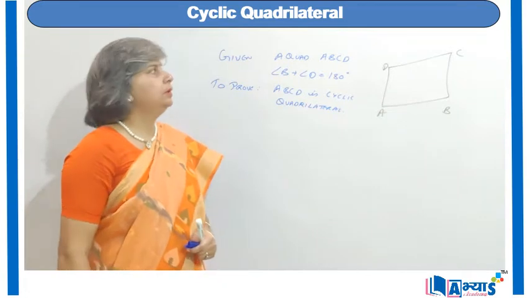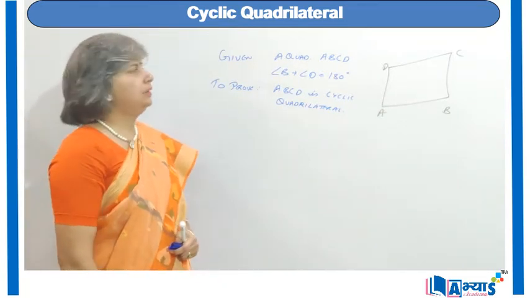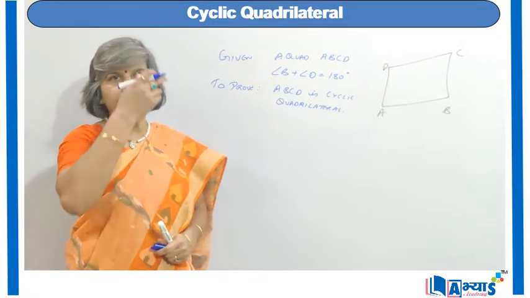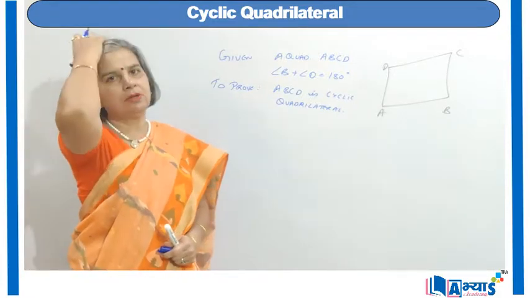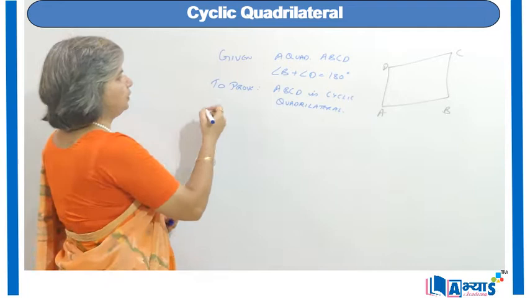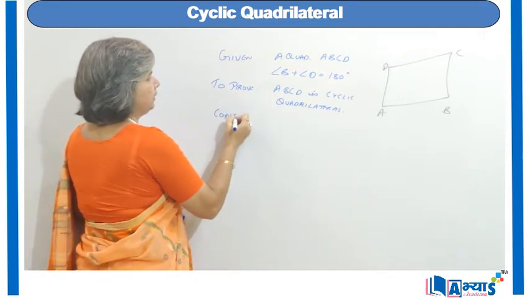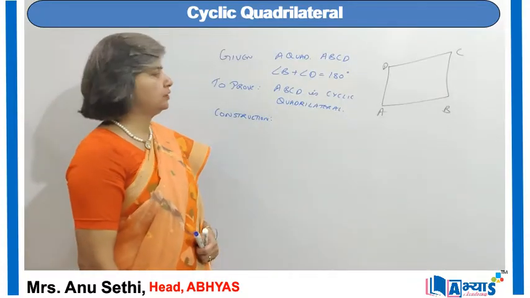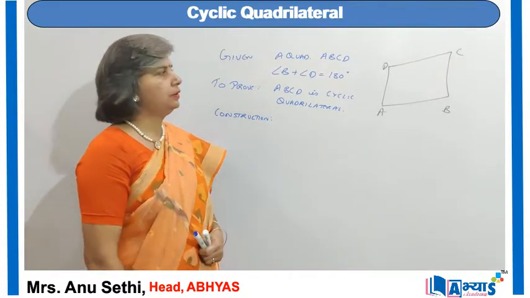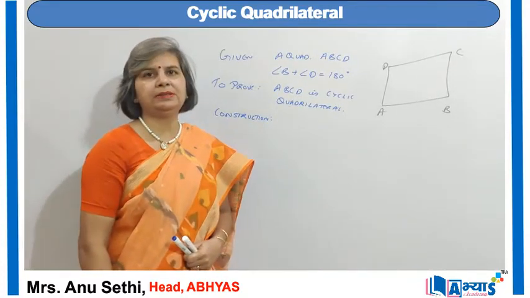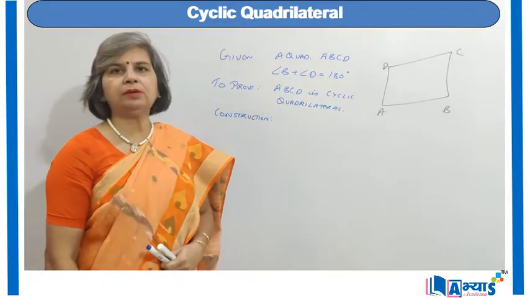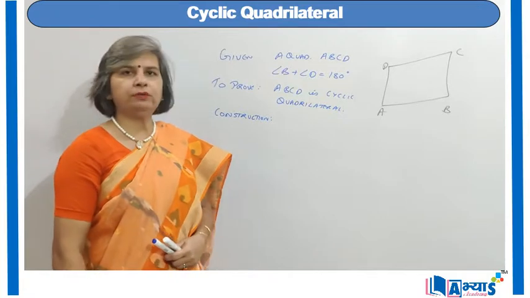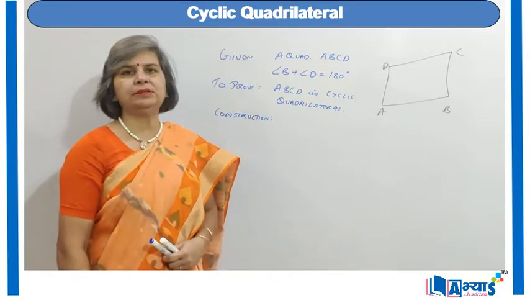Now a quadrilateral ABCD in which angle B plus angle D is equal to 180 degrees, and we are supposed to prove that ABCD is a cyclic quadrilateral. For this, the construction will be: we will draw a circle through points A, B and C. As we know that A, B, C are non-collinear points, that means the points do not lie on a line, so we can draw a circle passing through these 3 points.